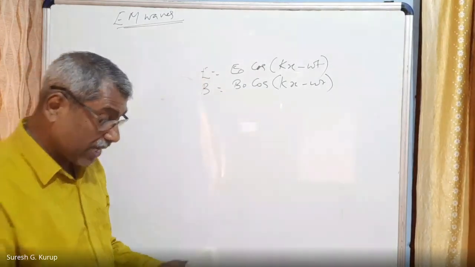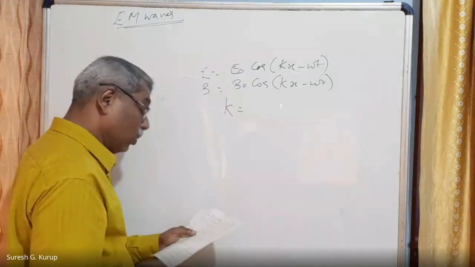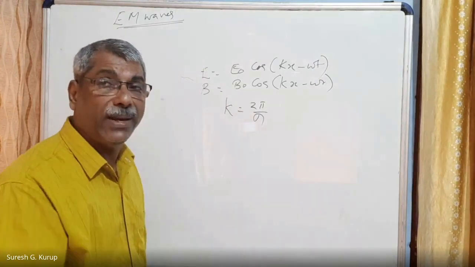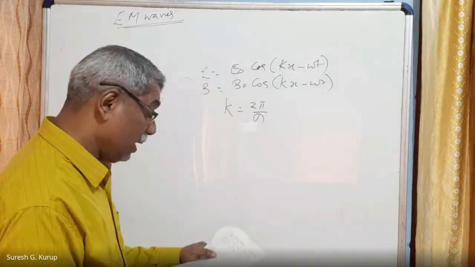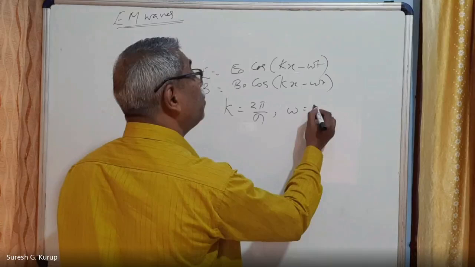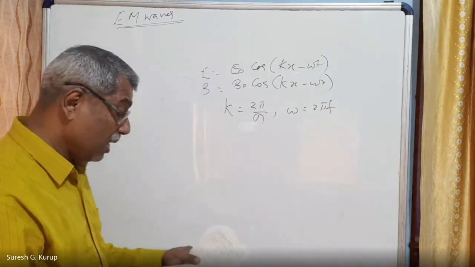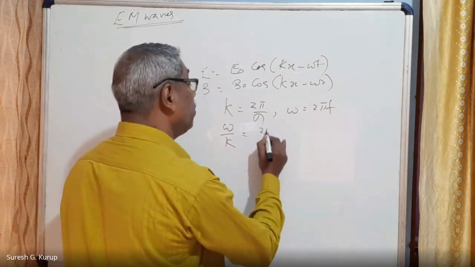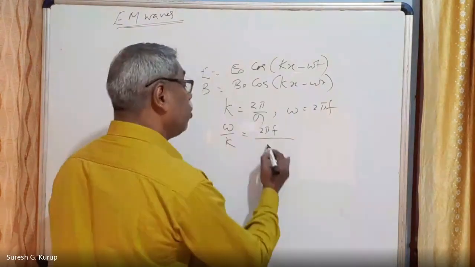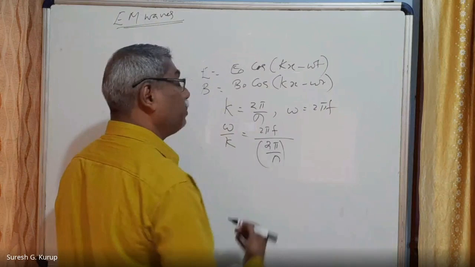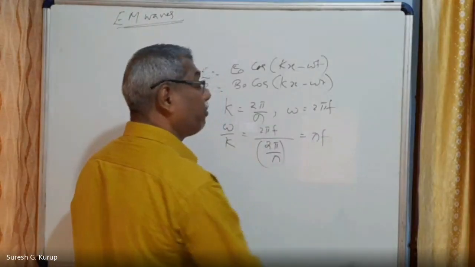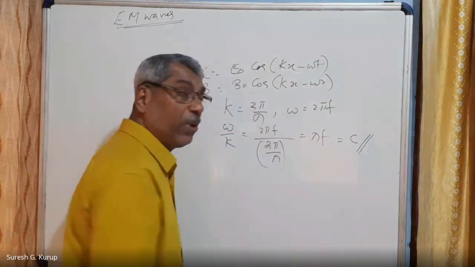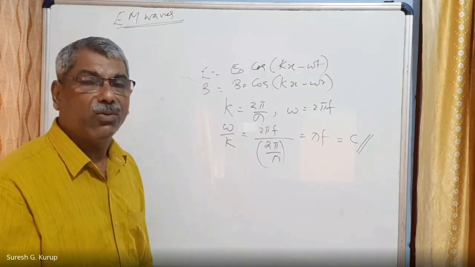In this case, k can be proved equal to 2 pi by lambda. We saw this last year, right? In a progressive wave there is a 2 pi by lambda. Here also it is appearing, 2 pi by lambda. And omega is equal to 2 pi f. That also everybody knows, right? Now, omega by k, one more relation we are getting. Omega by k is equal to 2 pi f divided by 2 pi by lambda. This is equal to lambda f, which is equal to c only. This is one more relation we are getting for the velocity of electromagnetic waves, right?